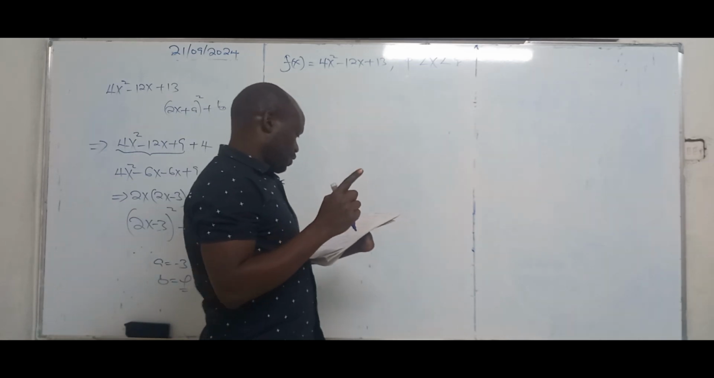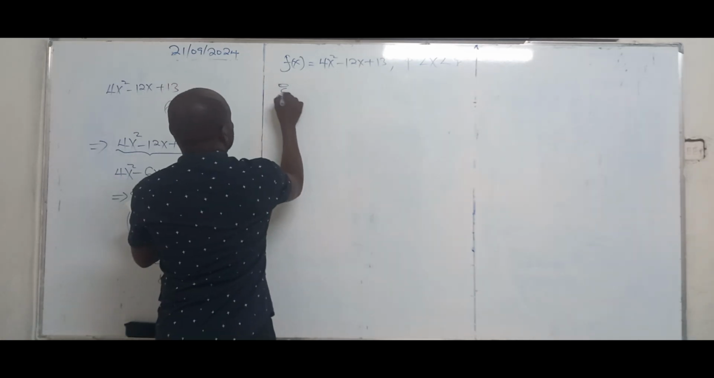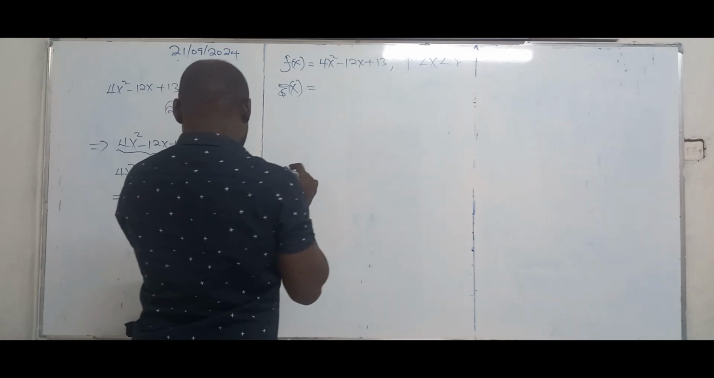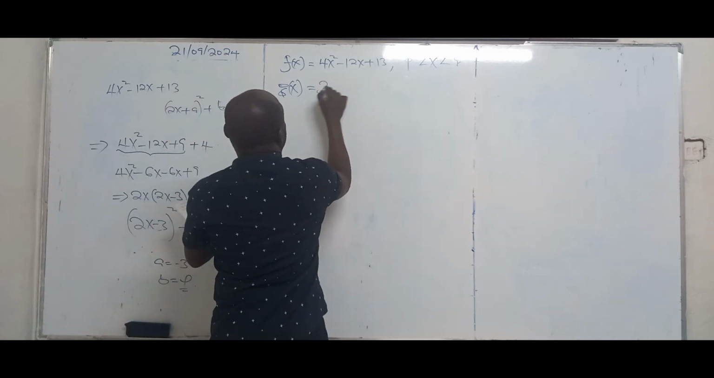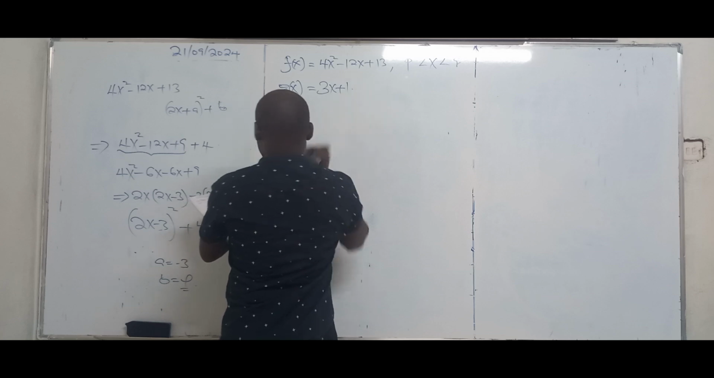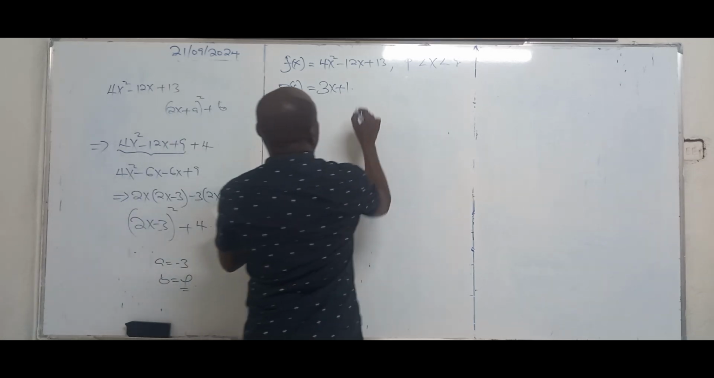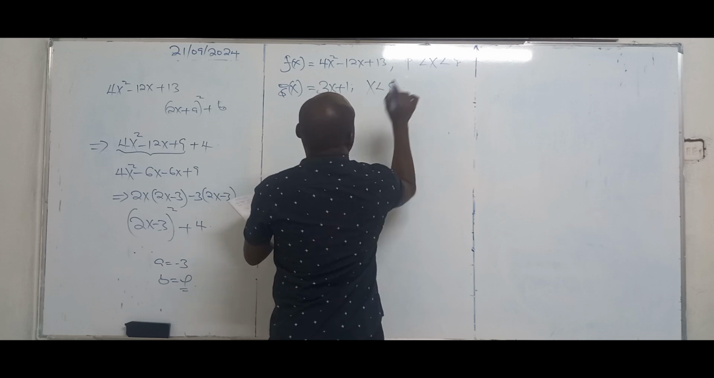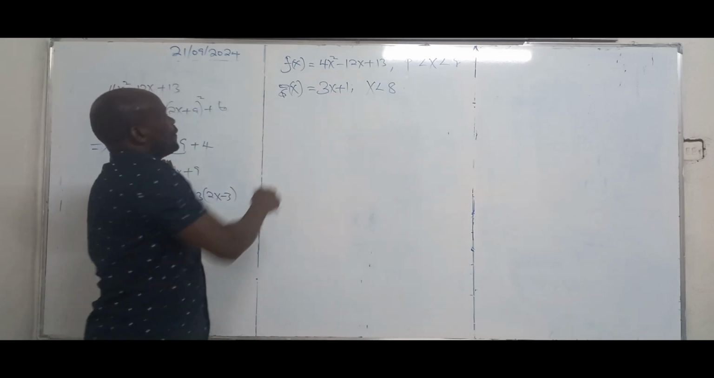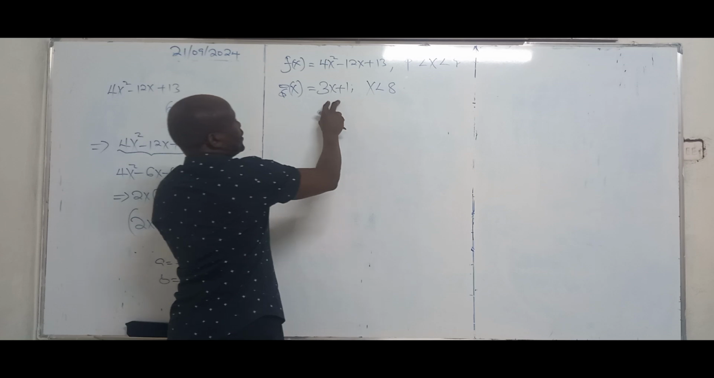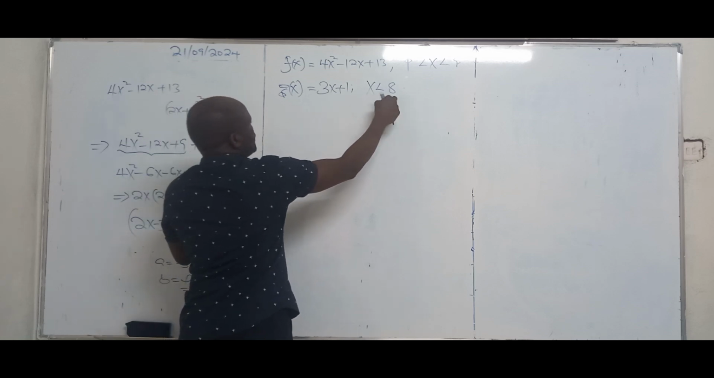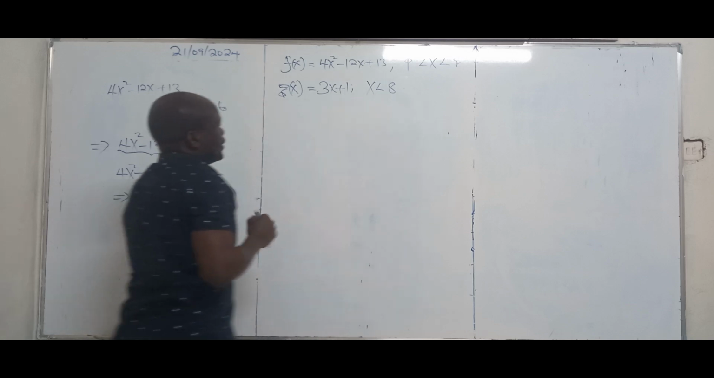The function g is defined by g of x is equal to 3x plus 1, for x less than 8, meaning the straight line 3x plus 1 approaches 8 but does not touch it.